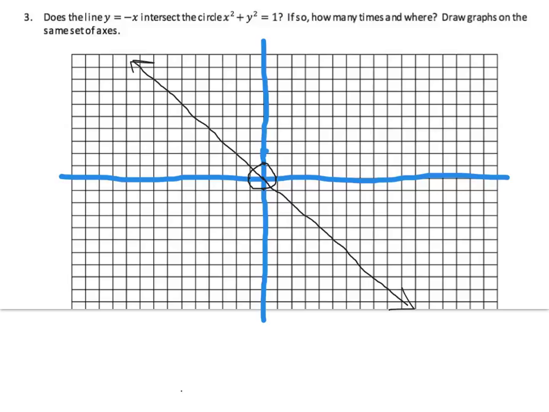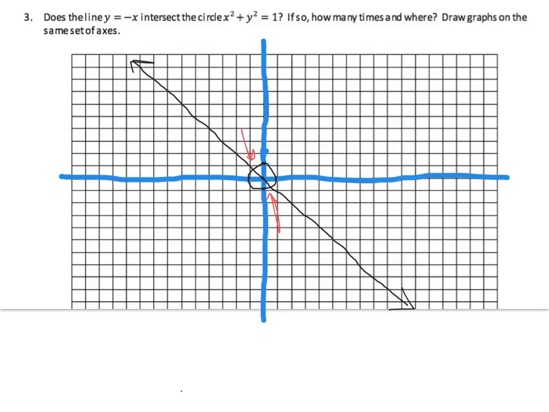So does it cross? If so, how many times and where? I've got one intersection right there and one intersection right there, right? Two intersections. So the line y equals negative x intersects the circle at two distinct points. It doesn't tell us how to solve it, but we can do that pretty easily.